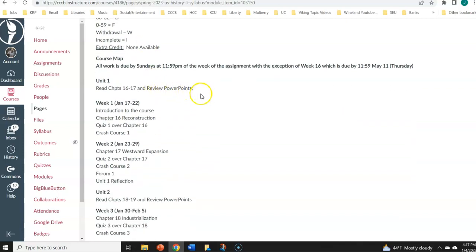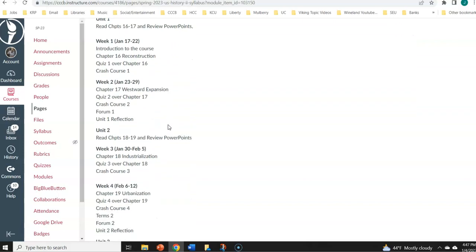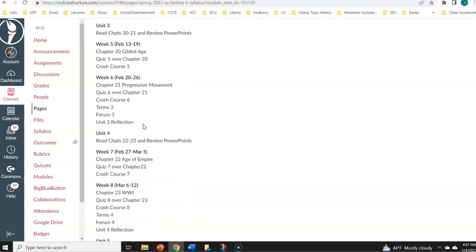And here we go. Unit 1, read chapters 16 and 17. So for week 1, read chapter 16 in the textbook, Reconstruction. Take the quiz over chapter 16. Do crash course 1, which, by the way, is related to chapter 16. Then the second week, chapter 17. Quiz over chapter 17. The second crash course video, which is over chapter 17. Do the forum and the unit reflection. We'll talk about that in a moment.